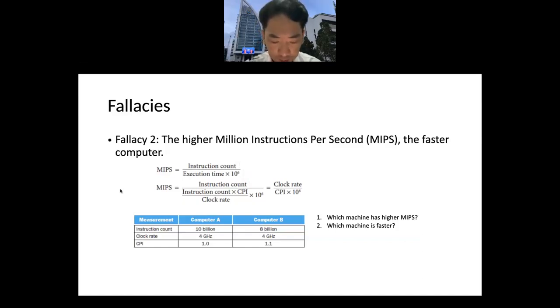And from our discussion previously, we know that execution time we can substitute that term by using instruction count times CPI divided by clock rate, or we can get MIPS equal to this term, the clock rate divided by CPI times 10 to the power of 6.